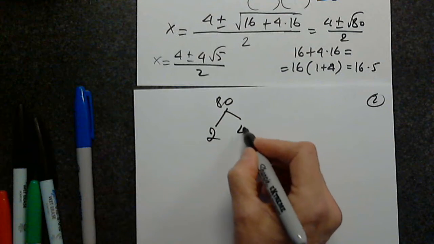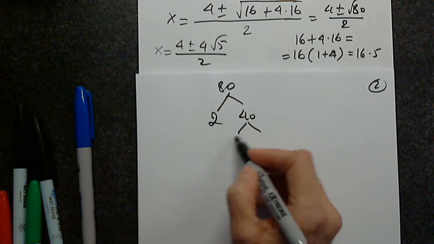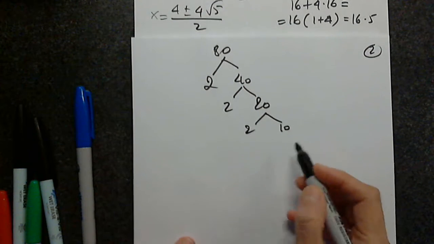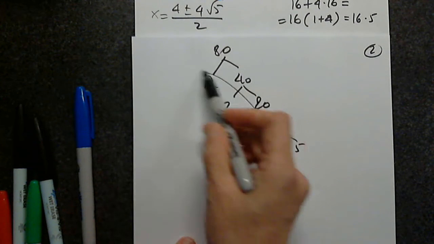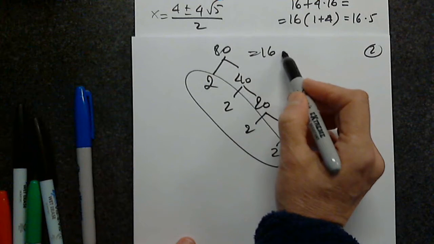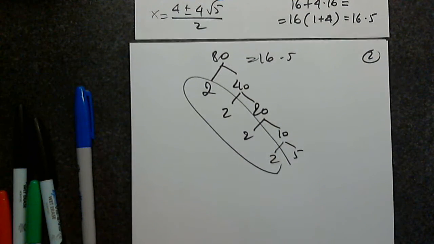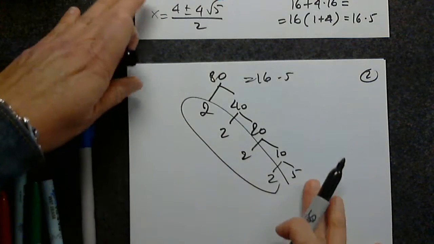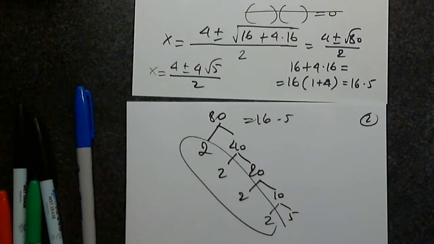You have 2 times 40. And then you have 2 times 20. And then you have 2 times 10. And then you have 2 times 5. And this is your 16 times 5. But it's more work. That's all I'm saying. And you get the same thing: 16 times 5.